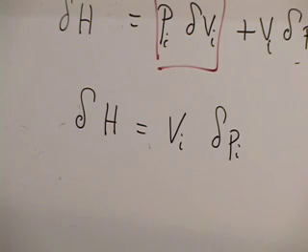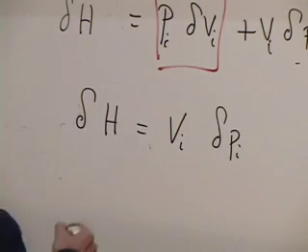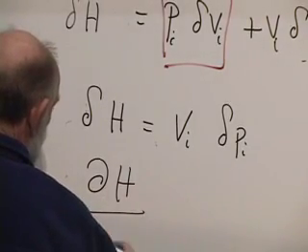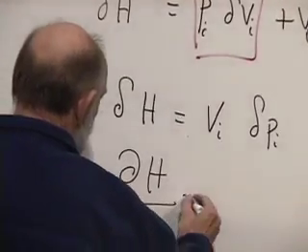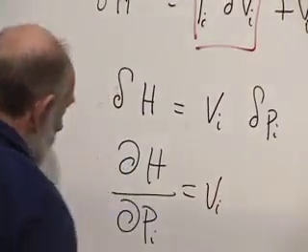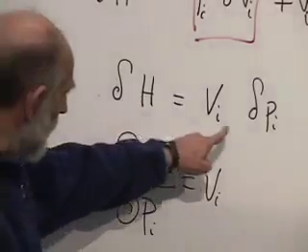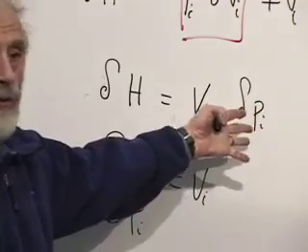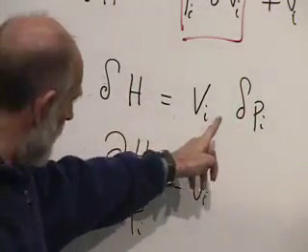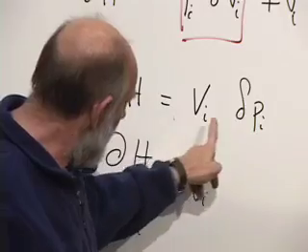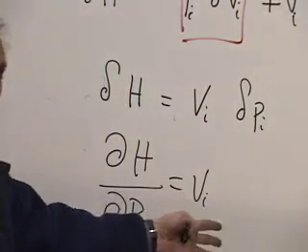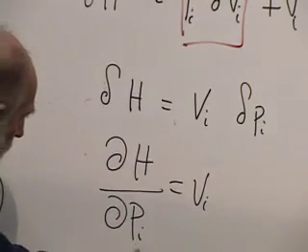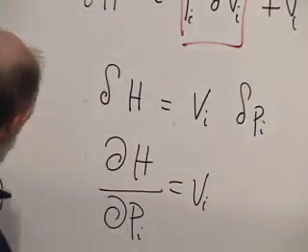From this, you could easily read off that the partial derivative of h with respect to p sub I is equal to v sub I. In other words, the change in h, if you only change one of the p's, let's say the third p, the change in h, if you change p sub 3 a little bit, is just v sub 3, keeping all the other p's fixed. So the derivative of h with respect to p sub I is just v sub I.